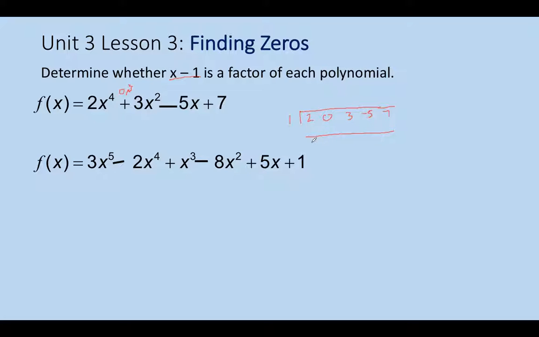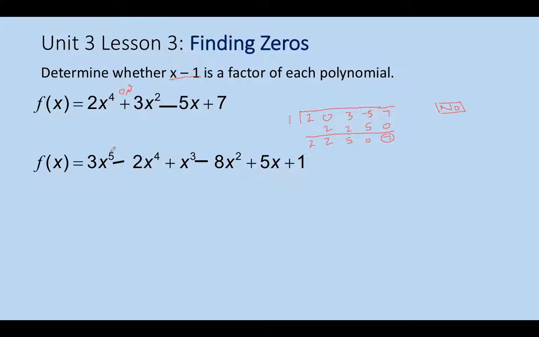So we bring down the 2, and then we start doing our multiplication. 1 times 2 is 2. 0 plus 2 is 2. 1 times 2 is 2. 3 plus 2 is 5. 1 times 5 is 5. Negative 5 plus 5 is 0. 1 times 0 is 0. And so I wind up with a remainder of 0. And so this means no. X minus 1 is not a factor, and 1 is not a solution. All right, we'll try it again with a little bit larger one here.